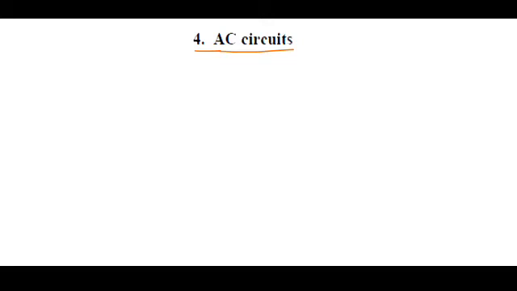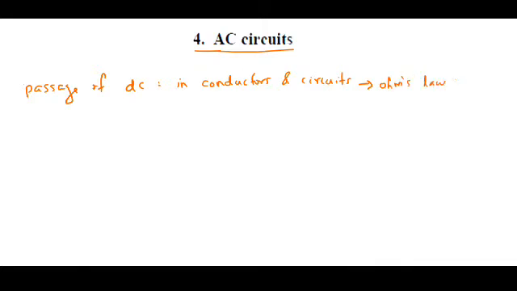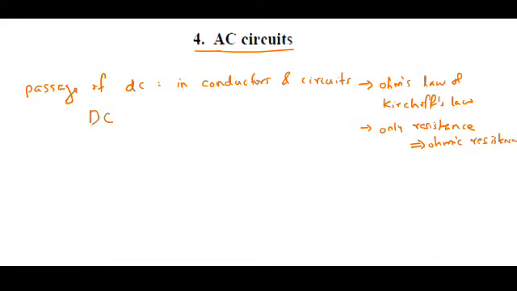You have already learned the passage of DC. DC means direct current in conductors and circuits. Ohm's law and Kirchhoff's law are sufficient to explain the passage of DC in conductors and circuits. And the only resistance met in these DC circuits is the ohmic resistance. Fine. This is the story of DC circuits.